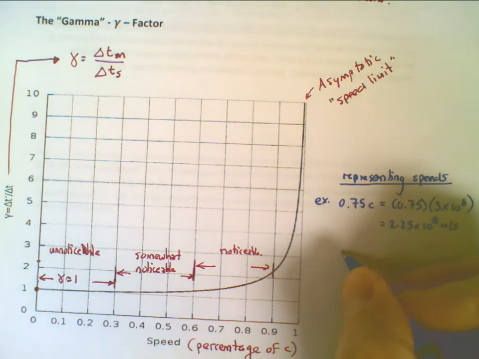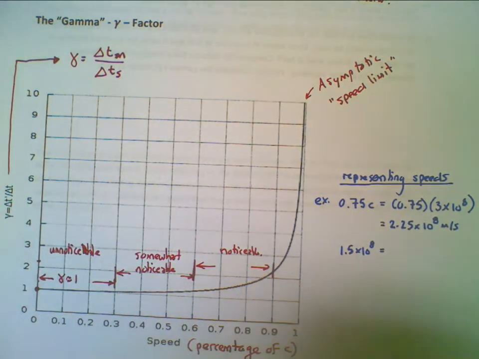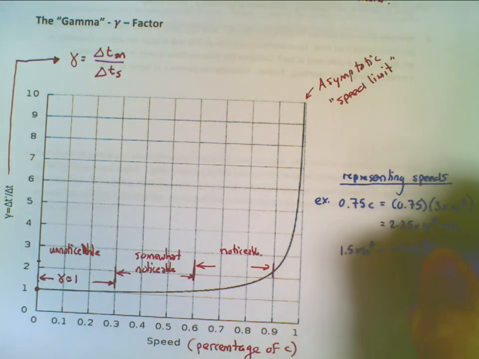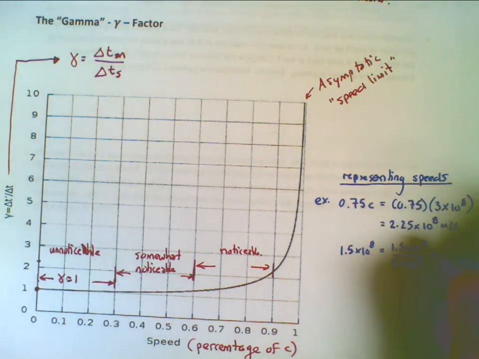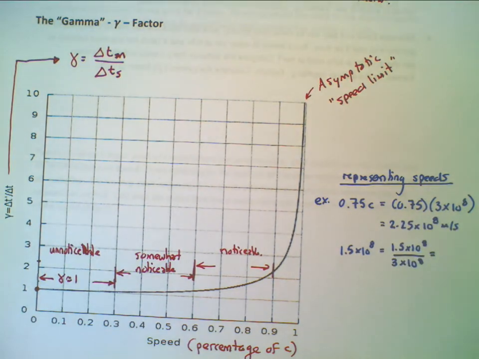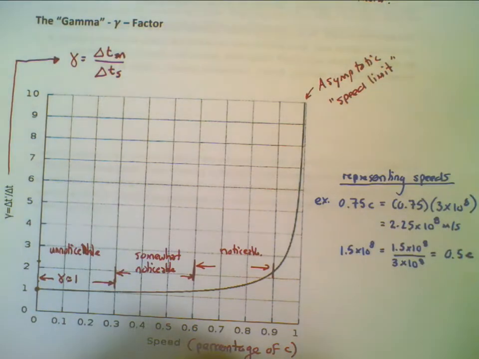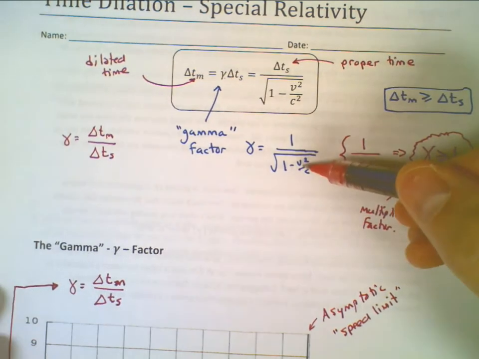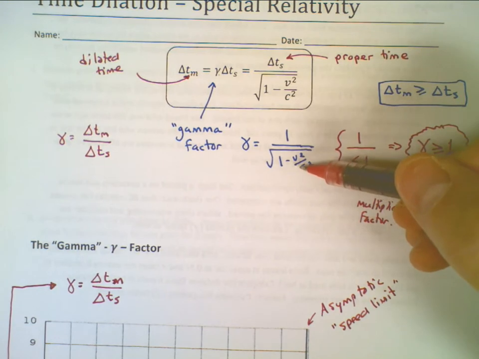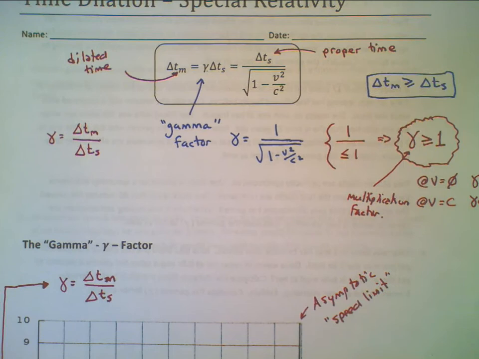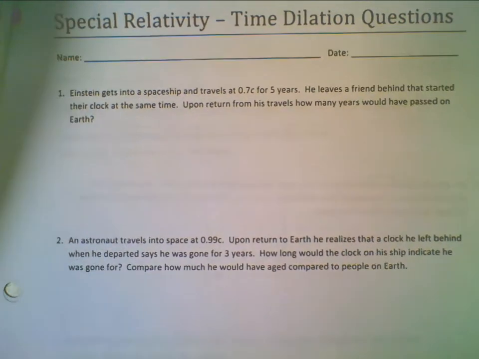Conversely, if I said something was traveling at 1.5 times 10 to the 8 meters per second, it's much easier to work in terms of c. So I could take 1.5 times 10 to the 8 divided by 3 times 10 to the 8, which is the speed of light, and that would equal, I think you can tell, 0.5 c. So you're traveling at half the speed of light. Using it in terms of c is very handy. It makes calculations much simpler when dealing with the gamma factor because you can substitute the values in very nicely. Let's do a very quick example of how to do this, just so that you're clear what to do. So I'll do the first one for you.